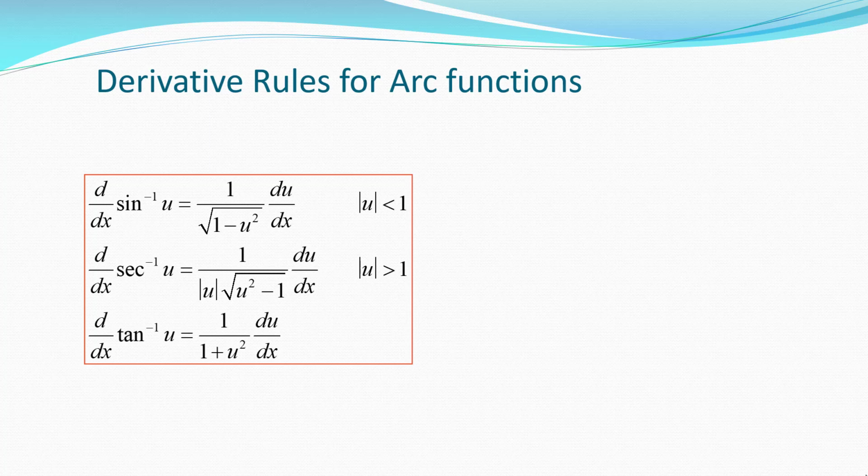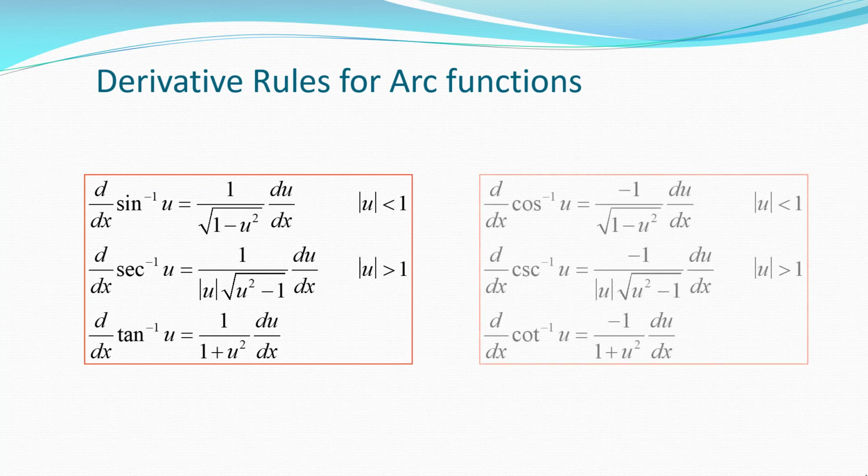And the derivative of the arctangent of u is 1 over 1 plus u squared times the derivative of u in terms of x. And because of the relationship between the arcsine and the arccosine, the arcsecant and the arccosecant, and the arctangent and the arccotangent, the derivatives of the remaining inverse trig functions are just the opposites of the ones I've already given you.